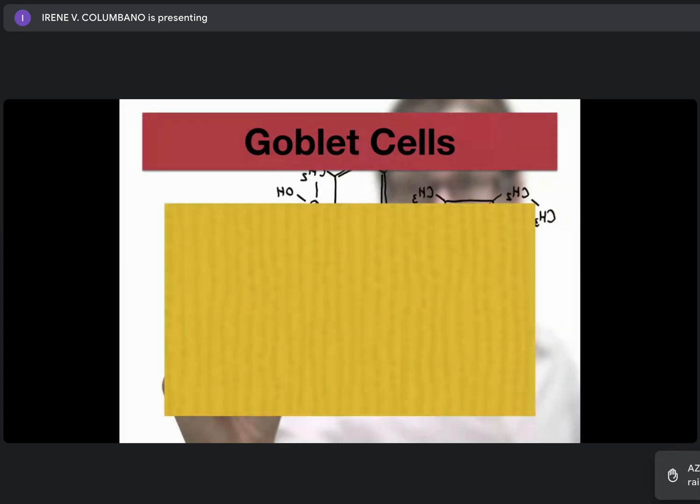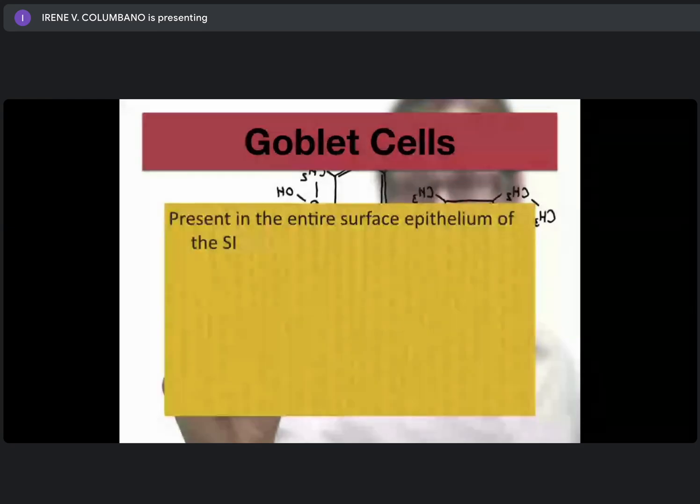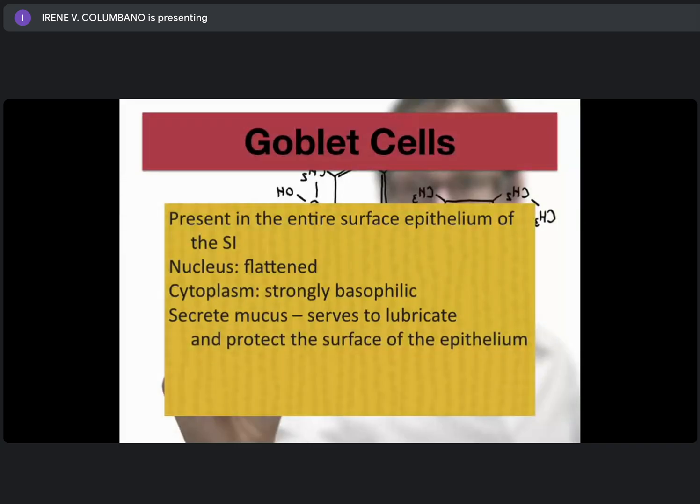Function ng goblet cells. Yes, Castillo. Secretes mucus po. Mucus. Okay. So, the goblet cells present in the entire surface of the epithelium of the intestine. It secretes mucus, it gives protection doon sa ating small intestine. The nucleus of the goblet cells are flattened, strongly basophilic ang kanilang cytoplasm, and it secretes mucus, serves for lubrication and also to protect the surface of the epithelium.